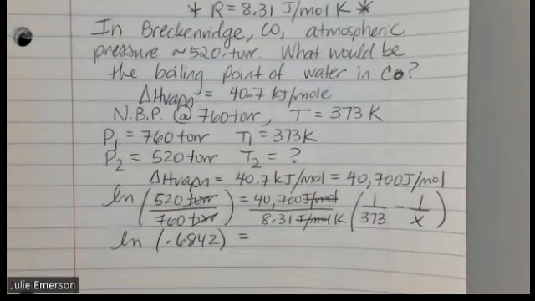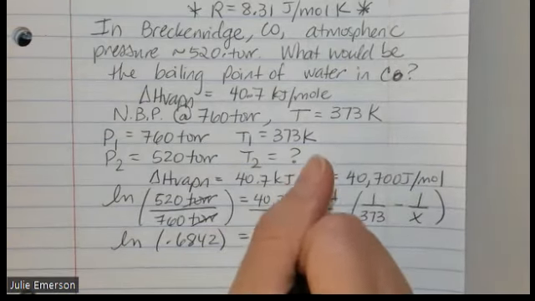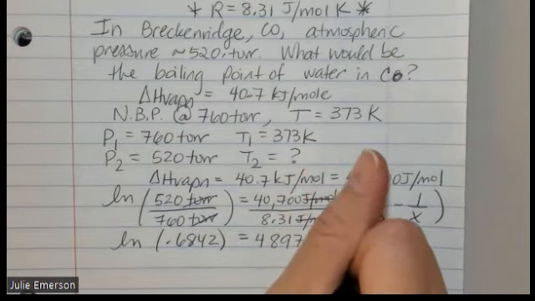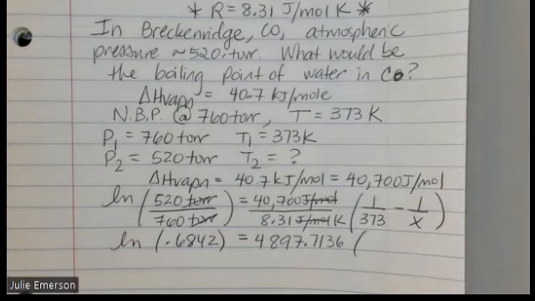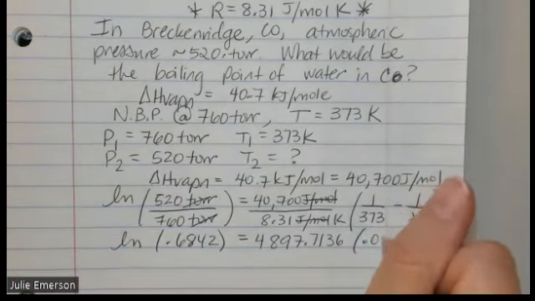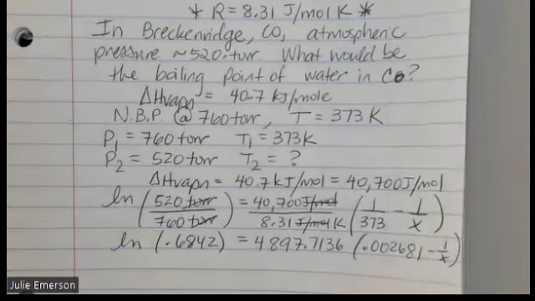And then I'm going to do some division over here on the right side. So 40,700 divided by 8.31 gives me 4897.7136. And then I would have the inverse of 373, which is 0.002681, minus, and then 1 over x.